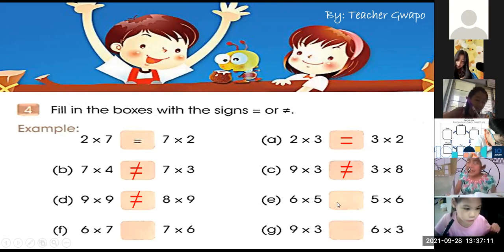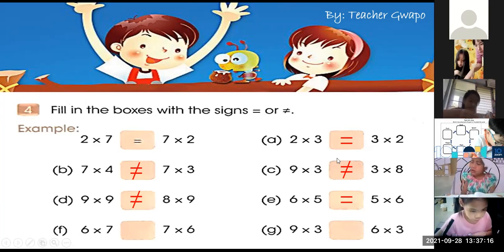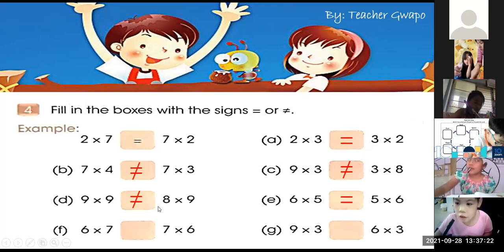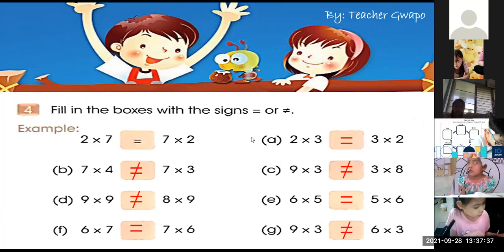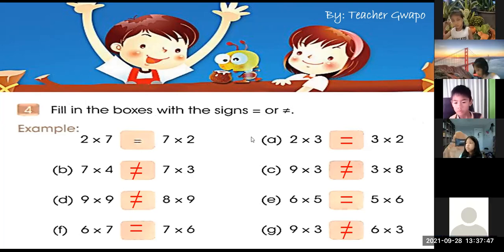Equal. Okay, equal. How about in letter F? Equal or not equal? Equal, because 6 times 7 or 7 times 6, they are equal. Letter G. Not equal. Okay, not equal because if you just look at the numbers, if the numbers are the same, that means they are equal. But if they are not the same, that means they are not equal. Just looking at the numbers, you will find the answer.